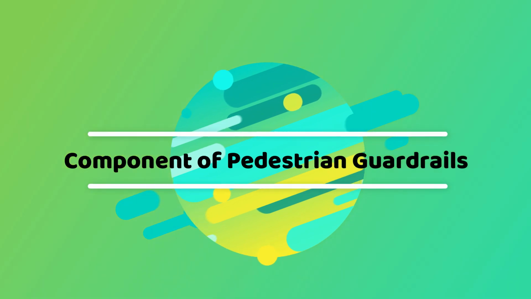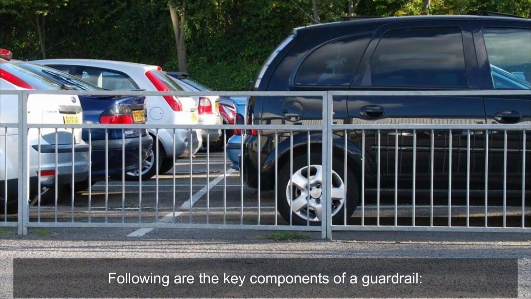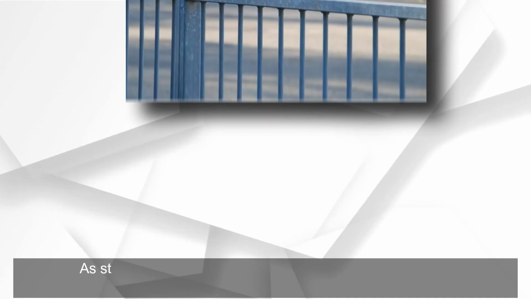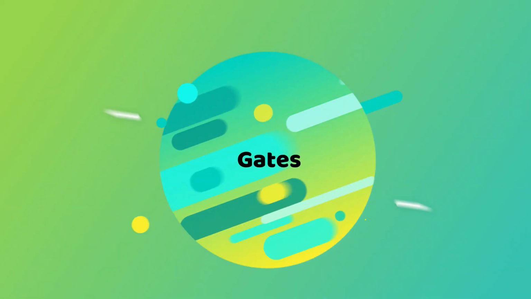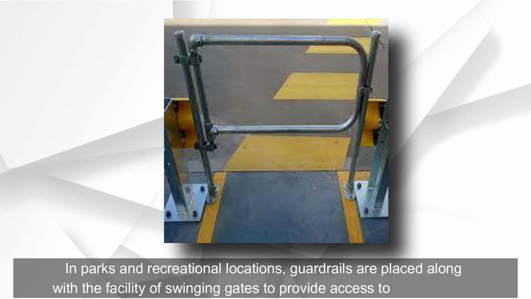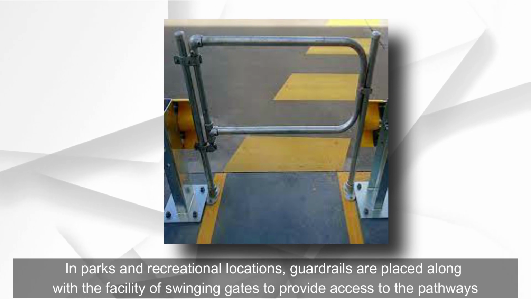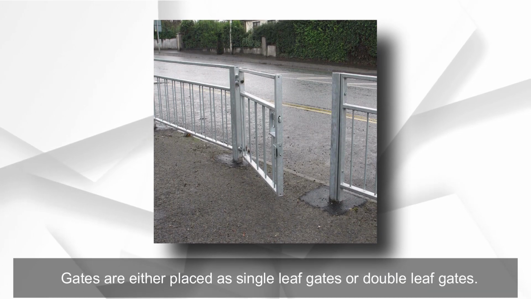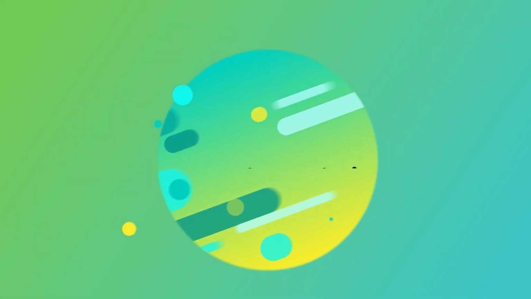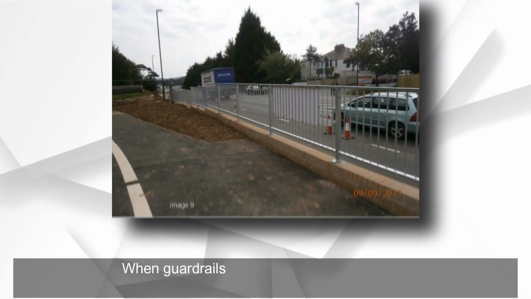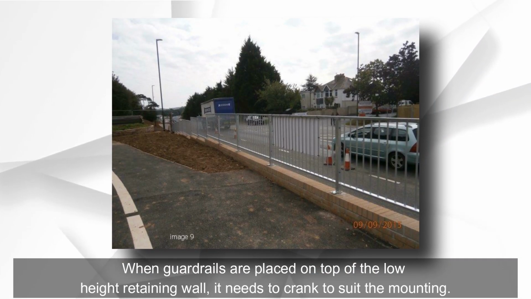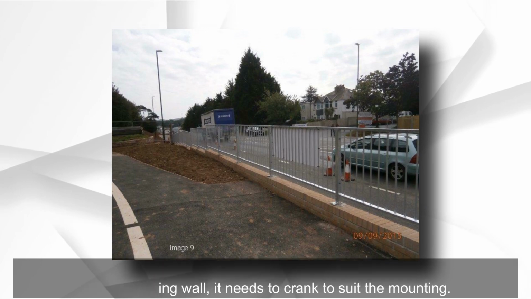Components of pedestrian guardrails. Following are the key components of a guardrail. Panel. As stated above, the guardrail panels come in 3 types: the standard panel, see-through panel, and decorative panel. Gates. In parks and recreational locations, guardrails are placed along with the facility of swinging gates to provide access to the pathways. Gates are either placed as single-leaf gates or double-leaf gates. Posts and foundation. Posts are bolted down to the concrete foundation. When guardrails are placed on top of the low-height retaining wall, it needs to crank to suit the mounting.